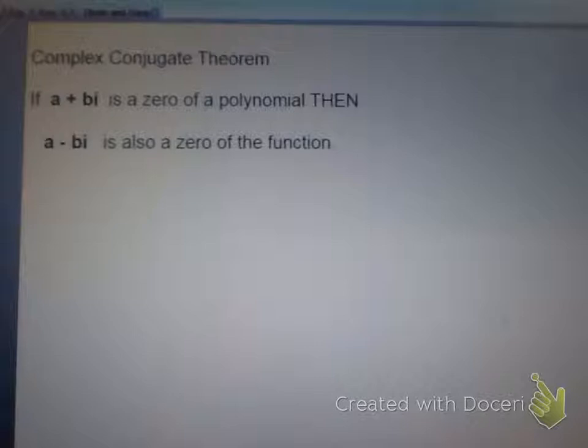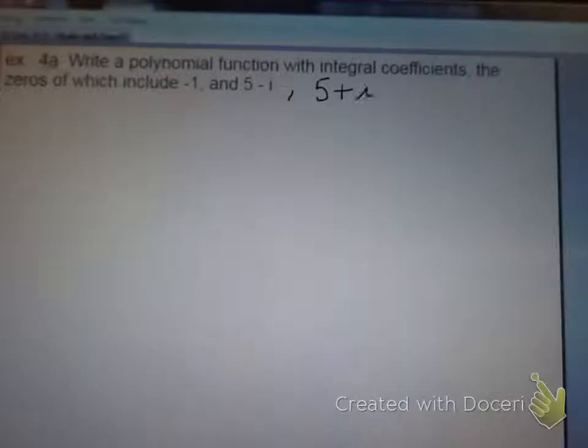This is called the complex conjugate theorem. That means if a plus bi is a zero of a polynomial, then a minus bi is also a zero of the function. So they told you that the zeros were -1 and 5 minus i. So you know right away there is a third zero, which is 5 plus i.